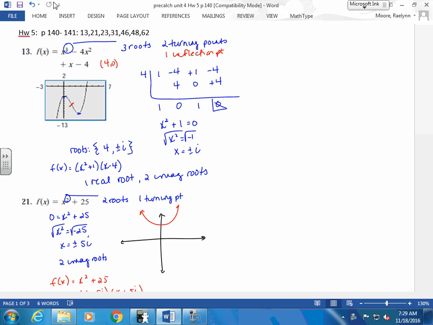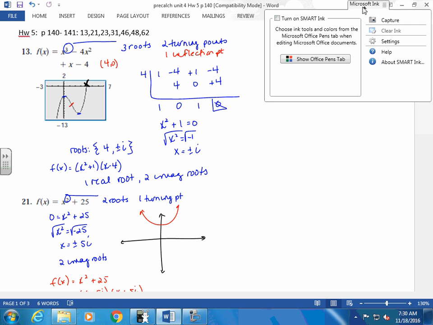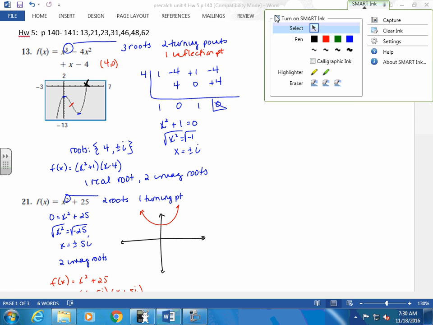How can I tell if an equation, a function, has imaginary roots? Just by looking at it. It doesn't have the same number of roots as the x. When I graph this, if it doesn't have the same number as it crosses through the x, then it's going to be imaginary.